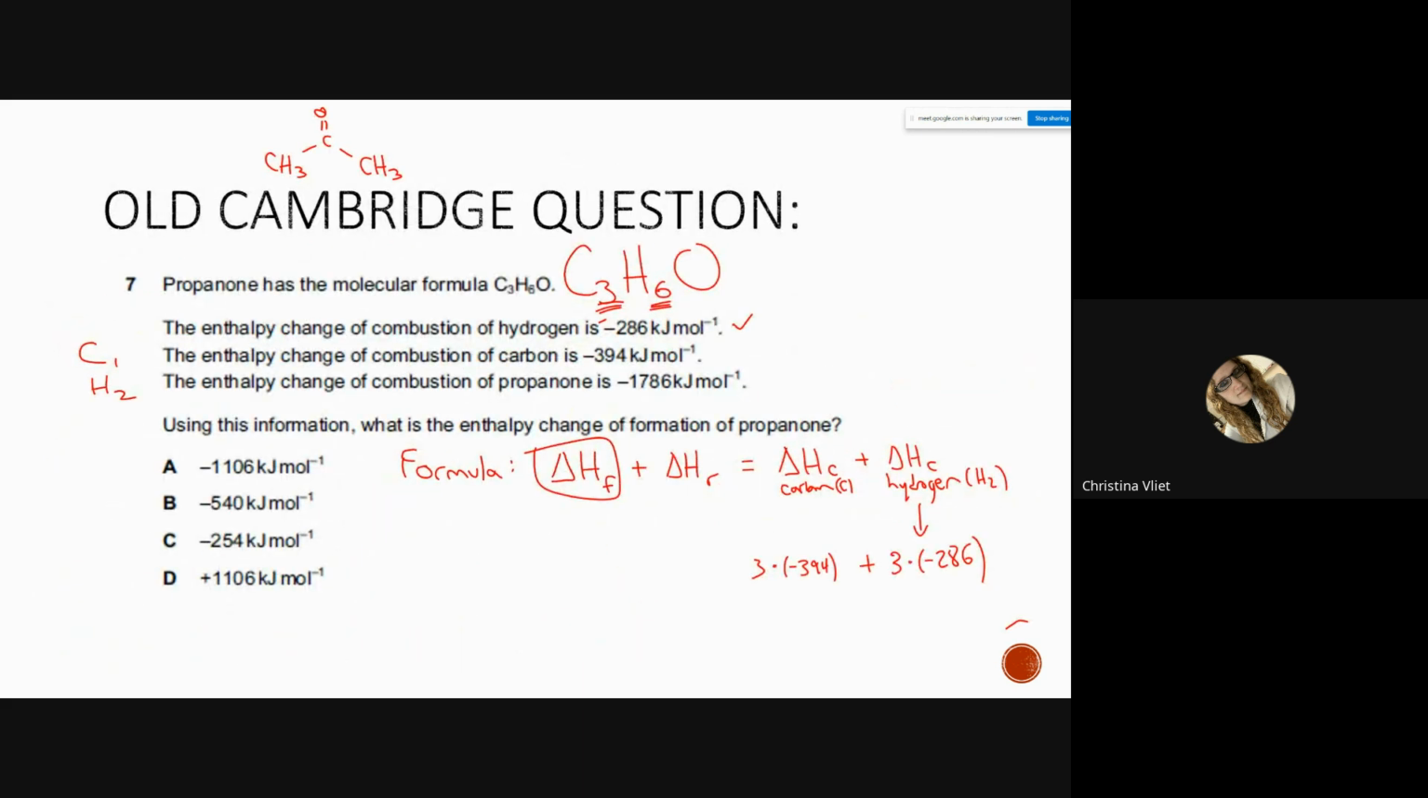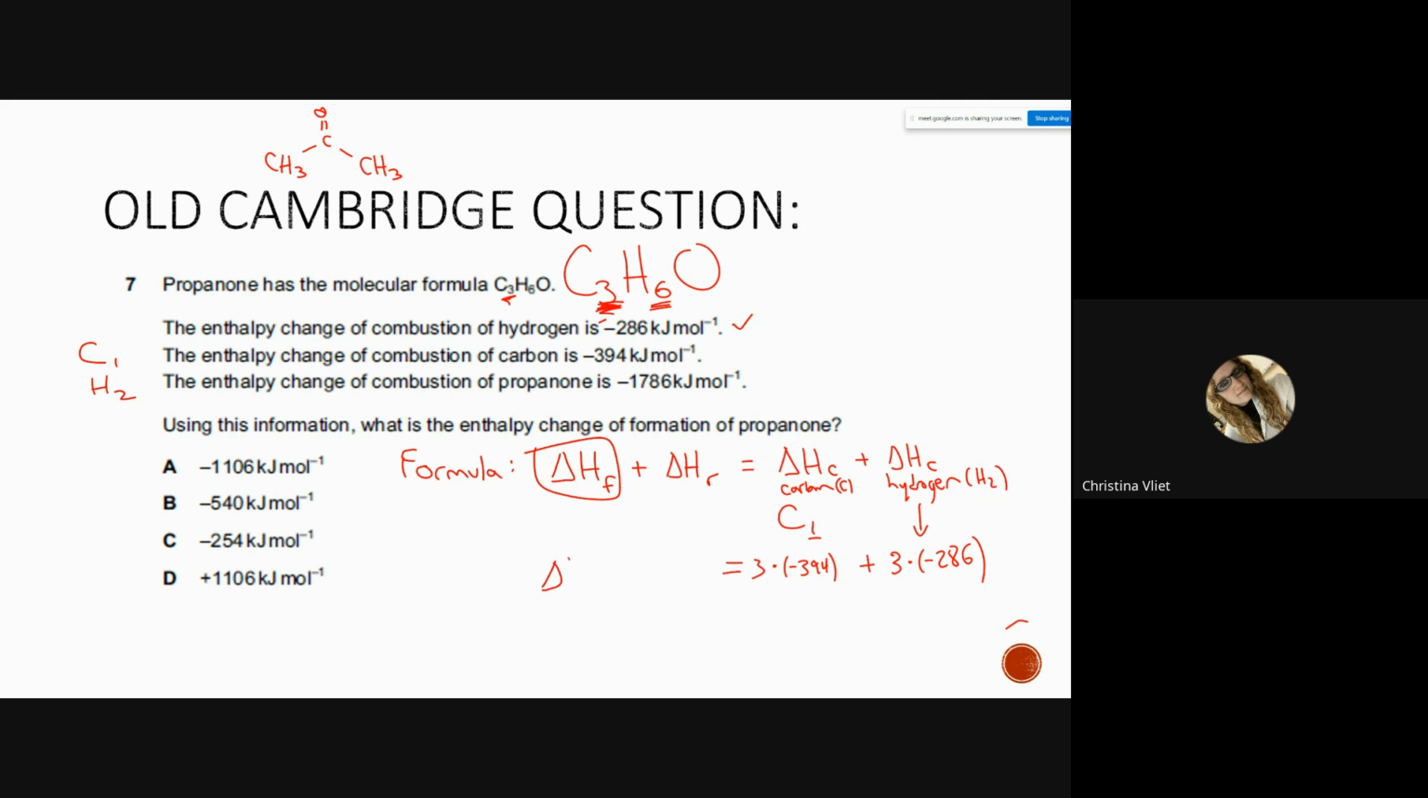So knowing that carbon exists monoatomically, we know that negative 394 is for each carbon. But in the formula for propanone, there are 3. So you have to combust the amount you have, which is 3. This number is for each one, so you have to multiply by 3 because you have 3. Yes? Okay. Yes, so far?